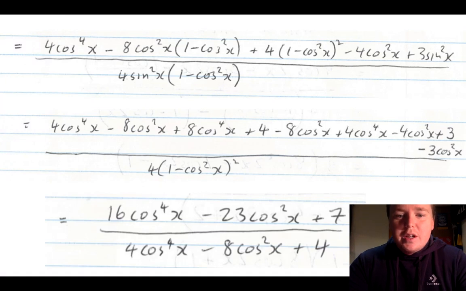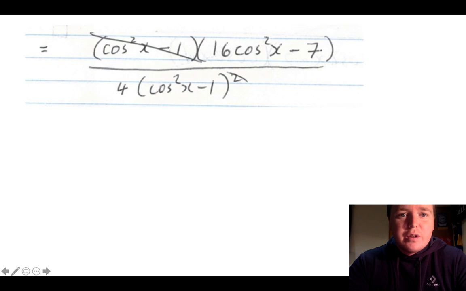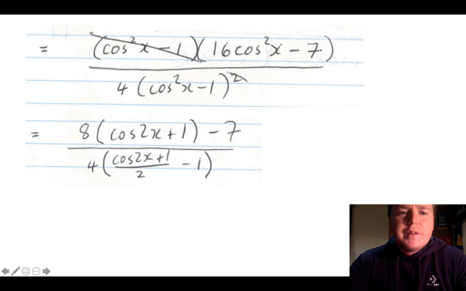Now, we're at this stage. We kind of knew there's going to be a factorization. It's actually a disguised quadratic. 16u to the power of 2, if you make u cosine squared, minus 23u plus 7. That factorizes, no doubt, into that. Common factor cancel.